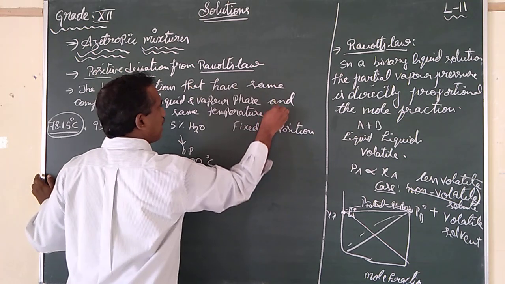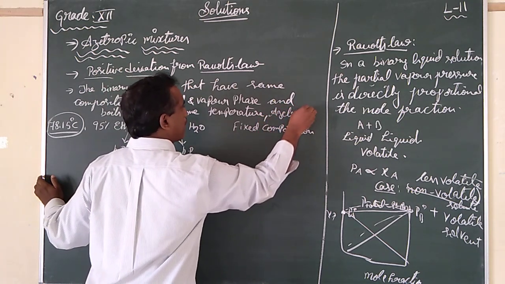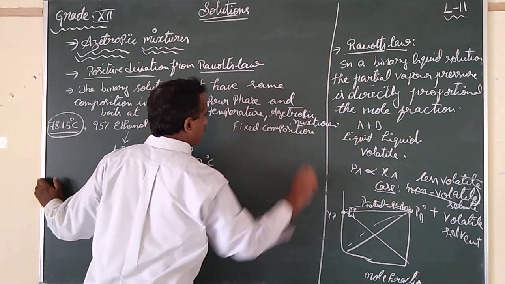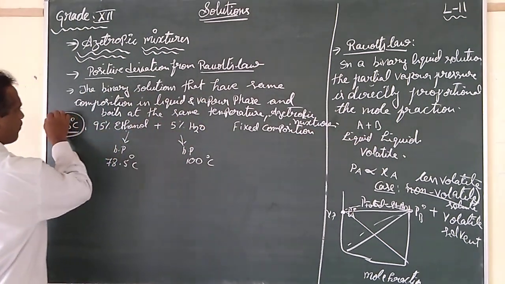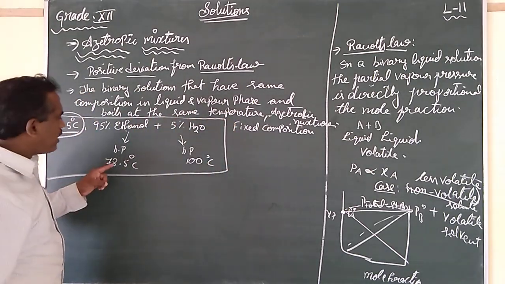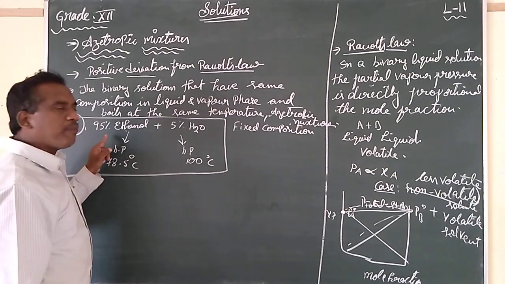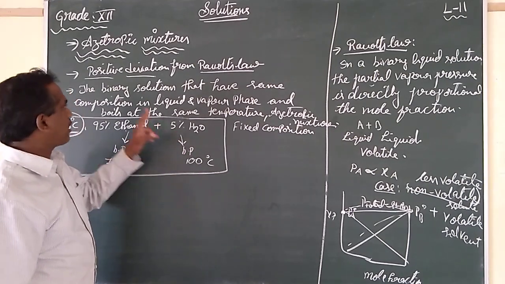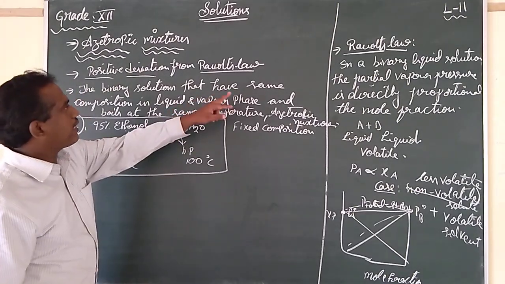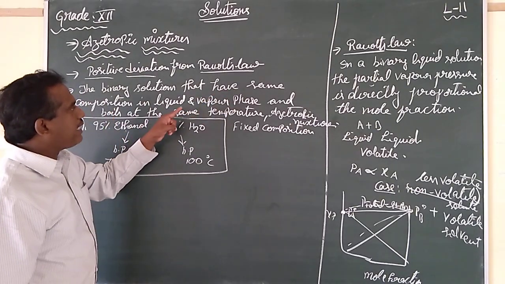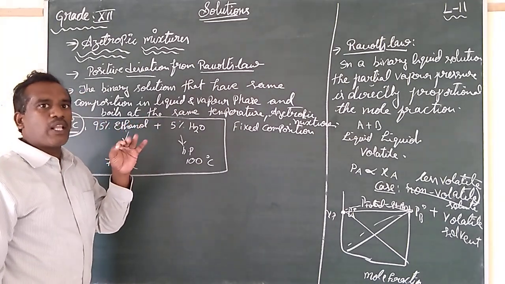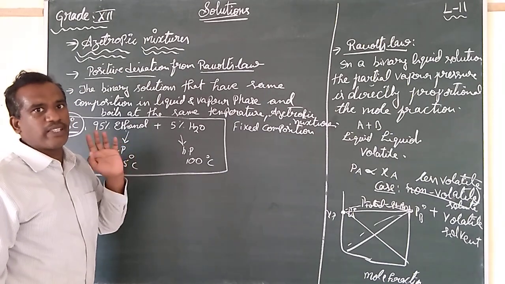They are called the azeotropic mixtures. What are they called? The azeotropic mixtures. One example I have given for you here. When you see this example, what is the composition? 95% ethanol and 5% water. These binary solutions, this is ethanol, this is water, have the same composition in the liquid phase and also the vapor phase. Means we cannot separate them by the distillation method.